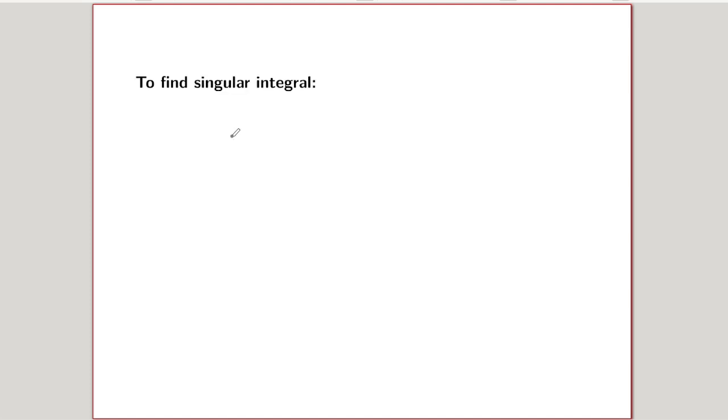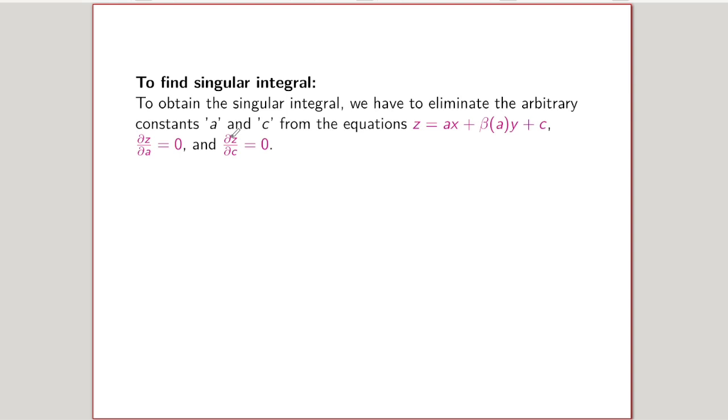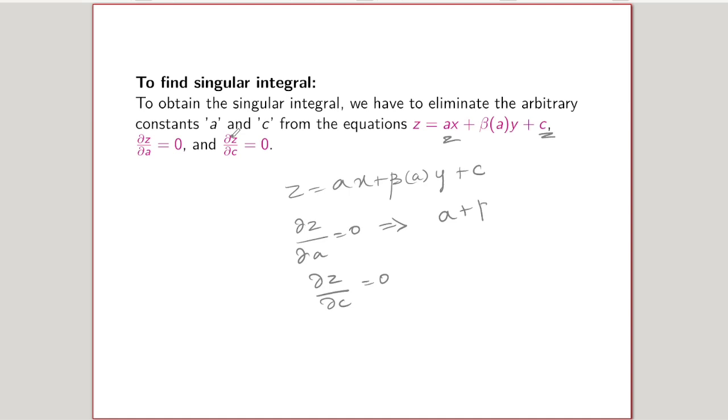Next, I am going to find the singular integral. To obtain the singular integral, I am going to eliminate the arbitrary constants a and c from the complete integral. So the complete integral will be my first equation, and then differentiating this with respect to a, that is ∂z/∂a, will be my second equation, and ∂z/∂c will be the third equation. And observe one thing, the second one I can write as x plus beta dash of a into y equal to 0. This will be my second equation.